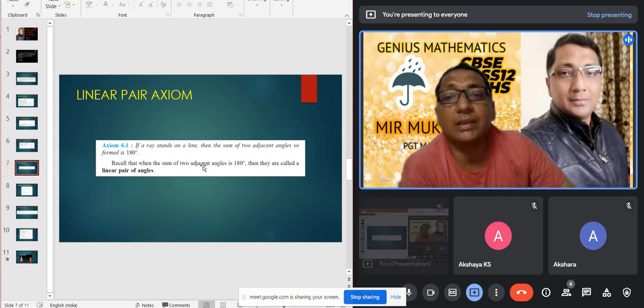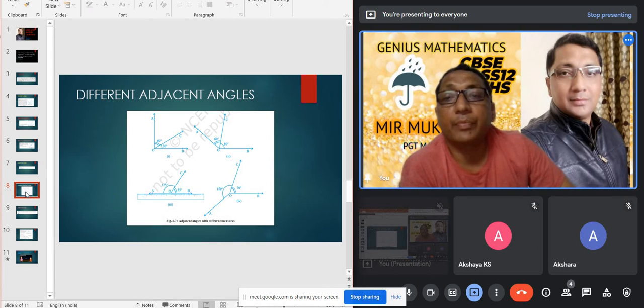And recall that when the sum of two adjacent angles is 180 degrees, then they are called a linear pair of angles. That means this is the linear pair axiom. Now, here are some adjacent angles we can observe. Case 1, case 2, case 3 and case 4. Only in case 3, if you observe, these two adjacent angles are forming a linear pair. So we can observe different kinds of adjacent angles here, right?